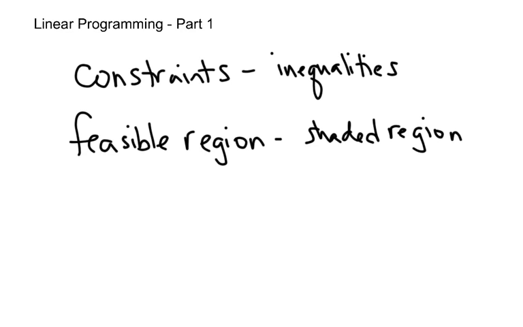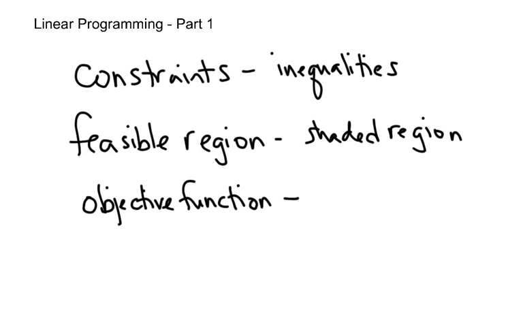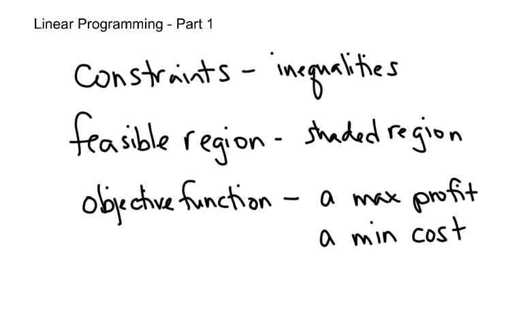When we're trying to maximize or minimize a quantity, we're going to be given something called an objective function. The objective function is usually used if we're trying to find a maximum profit. You own a business, you want to find out what's the most amount of money you can make based off a set of constraints. But we're sometimes trying to find a minimum cost. What's the minimum amount of money that I need to put into my company so that I can have goods to sell?